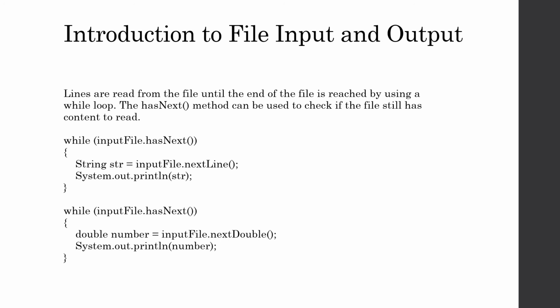In this particular example, we're seeing two different variations of this, one to read lines from the file and then one to read some numbers from the file. In either one of those cases, we're using the hasNext method to make sure that it still has something to be read. In the first example, since we're doing next line, we're going to do that as a string. In the second example, we're doing next double, so we make sure that our data type is double, and then we can print that content from there.